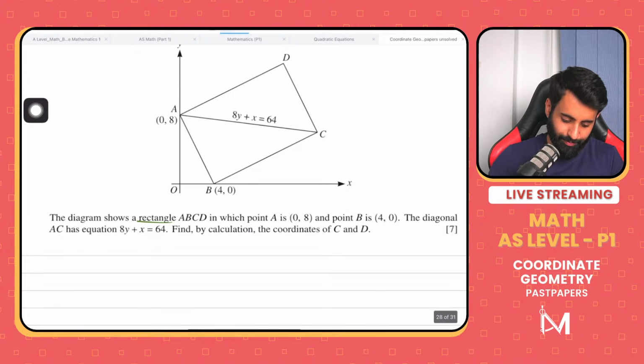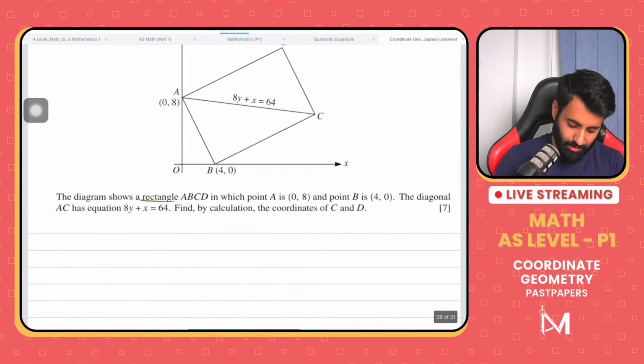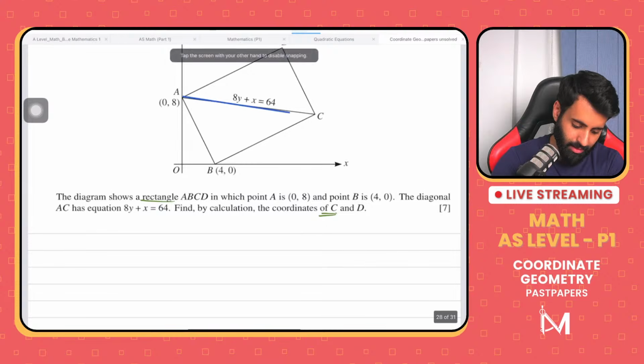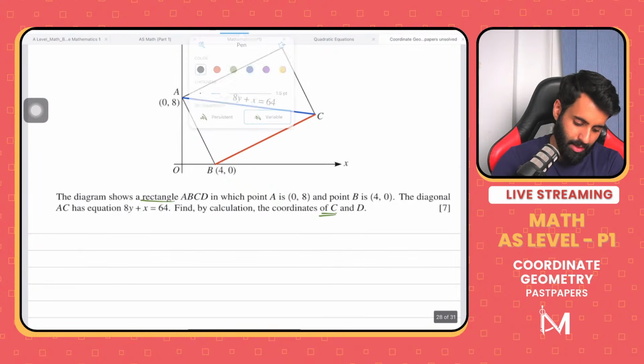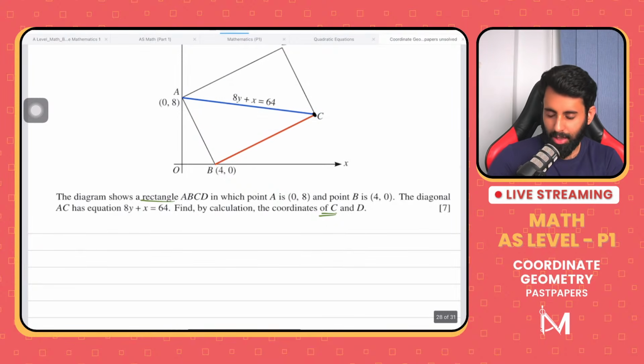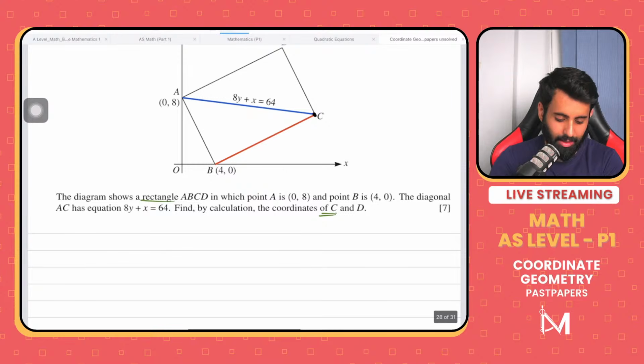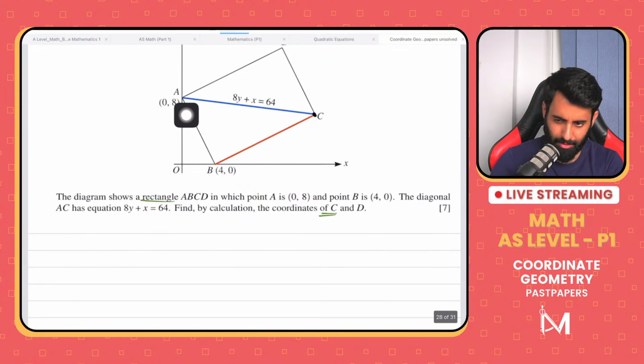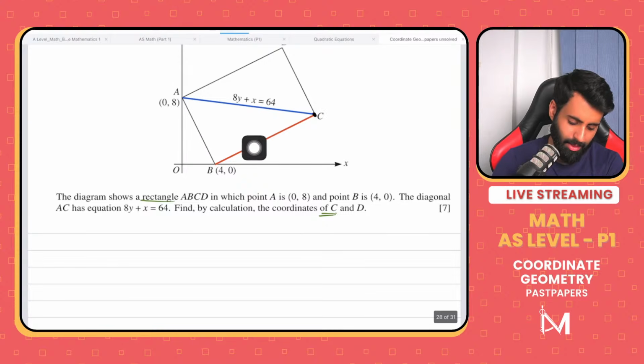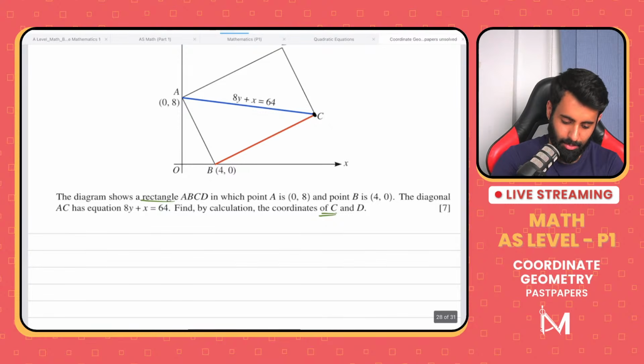First of all, let's start with the coordinates of C. If you think about it, at point C, you have two lines intersecting: line AC and line BC. So if I'm able to find out the equations of these two lines and solve them simultaneously, I should get the coordinates of C. We don't have to worry about finding the equation of line AC, we already have that. But if we're able to find out the equation of line BC, we can solve it simultaneously with AC and find out the point of intersection.